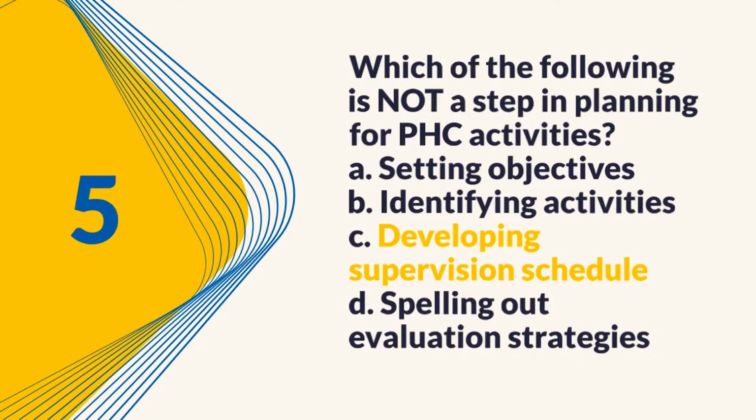Planning for primary health care, PHC, activities involves setting clear objectives, identifying the necessary activities, and defining evaluation strategies to measure success. While supervision schedules are important for implementation, they aren't typically part of the initial planning steps. So, the correct answer is C, developing supervision schedule.